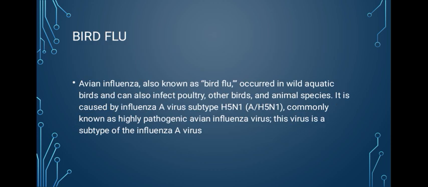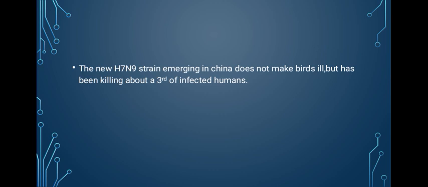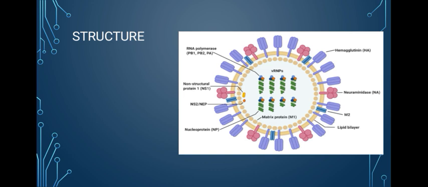And bird flu. Avian influenza, also called bird flu, occurs in wild aquatic birds and can also infect poultry, other birds and animal species. It is caused by influenza A virus subtype H5N1, commonly known as highly pathogenic avian influenza virus. This virus is a subtype of influenza A virus. The new H7N9 strain emerging in China does not make birds ill but has been killing about a third of infected humans.